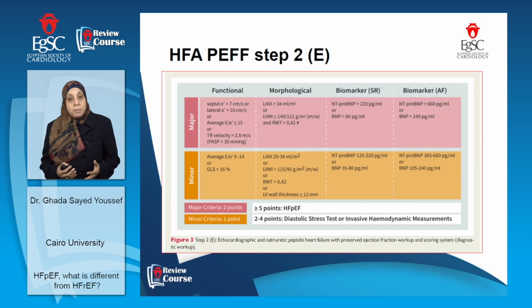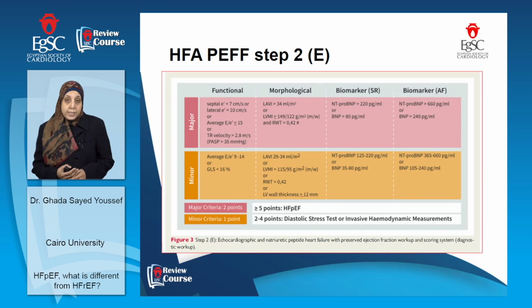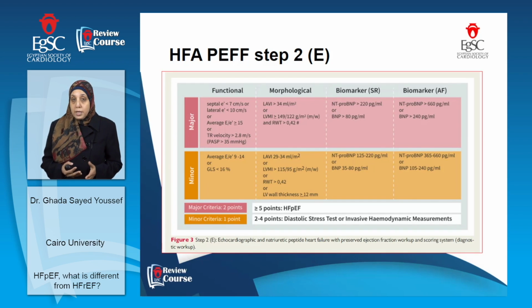These are the major and the minor criteria for calculating the probability of HFpEF. They classified these criteria into 4 domains, and in each domain you should take the maximum. So if you have a certain parameter that is major and certain parameters that are minor in the same domain, you take the maximum, which is the major. They assigned 2 points for a major criterion and 1 point for a minor criterion, and after summation of the score of the 4 domains, if the score is more than or equal to 5 points, then the diagnosis of HFpEF is confirmed. If the score is less than or equal to 1, then the diagnosis is excluded.